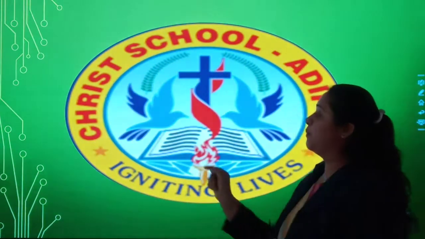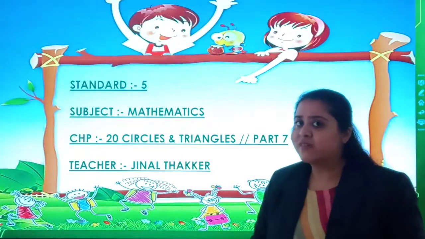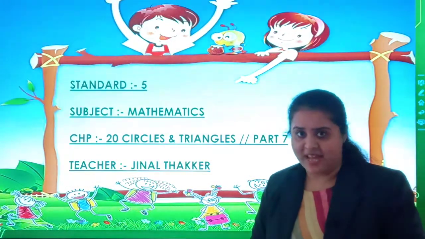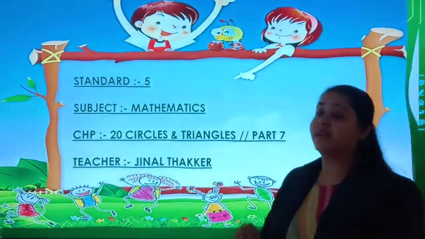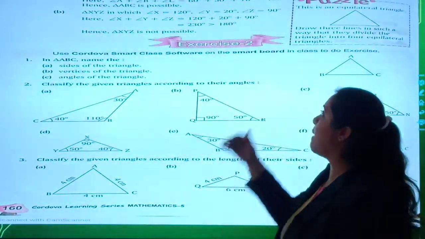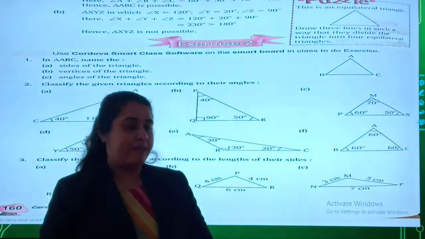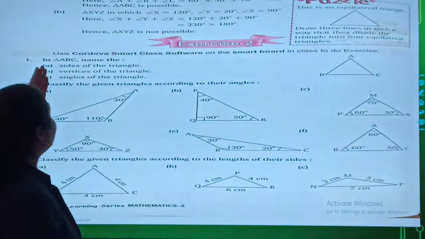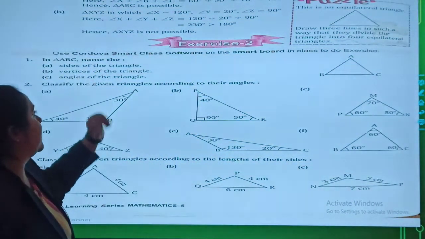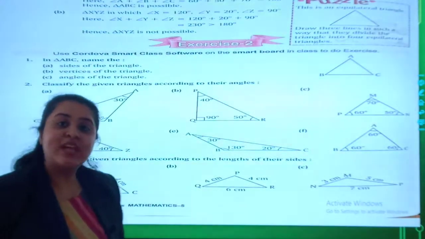So students, in this video, we will be starting. We have already started with the triangles, right? In this video, we will be discussing our exercise number 2. Let's start. Question number 1. In angle ABC, name the dash. We have to name. Let's move.